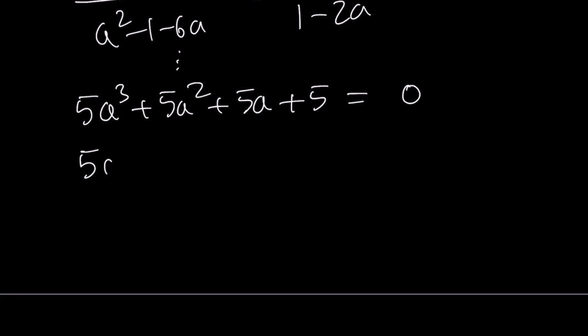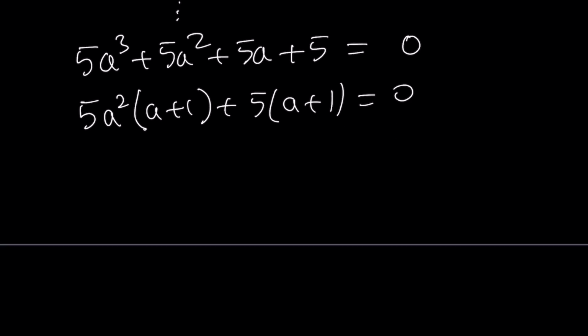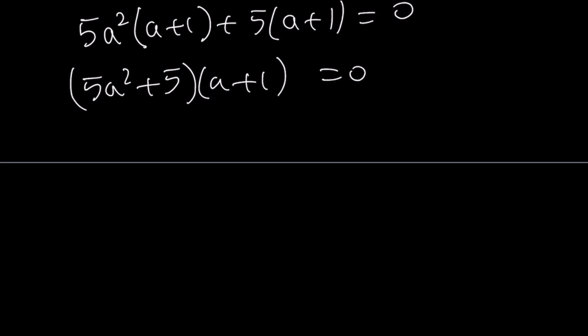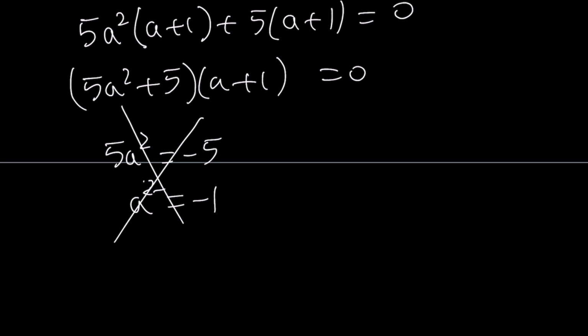You can go ahead and take out 5a squared times a plus 1, and then 5 times a plus 1 is equal to 0. From here we get 5a squared plus 5 multiplied by a plus 1 equals 0. So we get two solutions here. Well, two factors, I should say. One of them gives us 5a squared equals negative 5, but that means a squared equals negative 1. We don't really get any real solutions from here. That means the solutions are complex. But from here we get a equals negative 1. And that should be the value of tangent x.